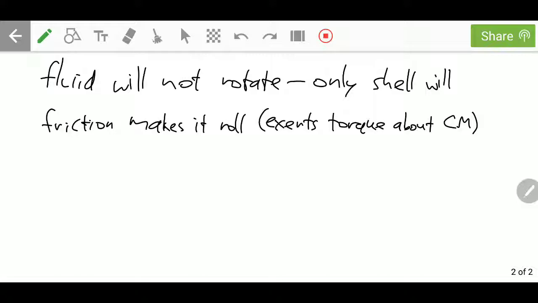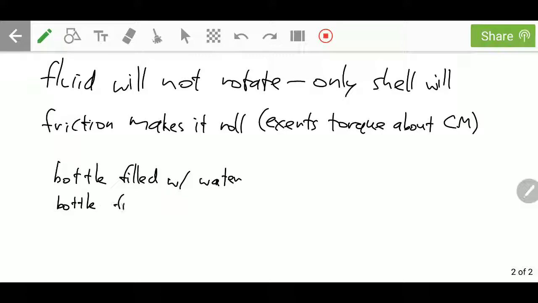And so this is actually something you can see in an interesting way. If you take a water bottle and fill it with water, versus if you freeze that bottle and have it filled with ice, then the water-filled one will roll down the incline much faster, and the ice-filled one will be slower.